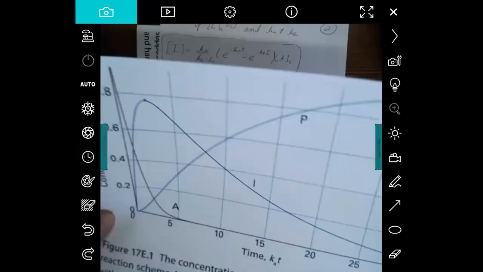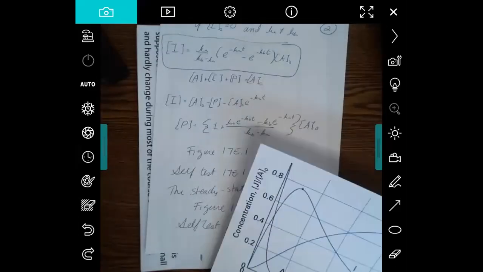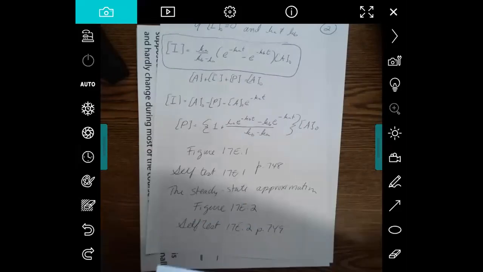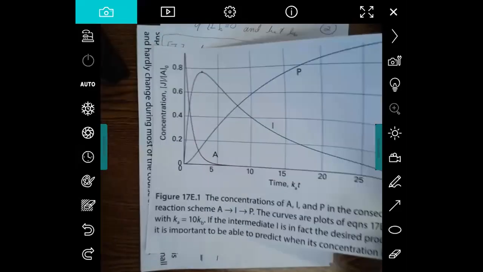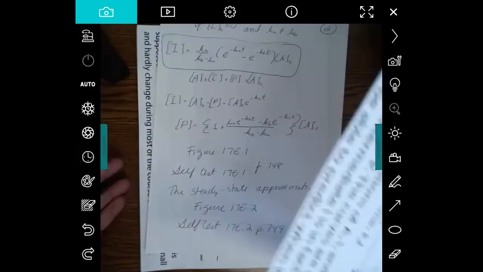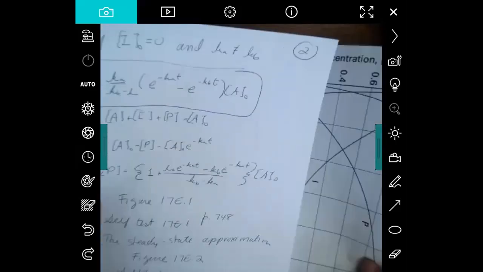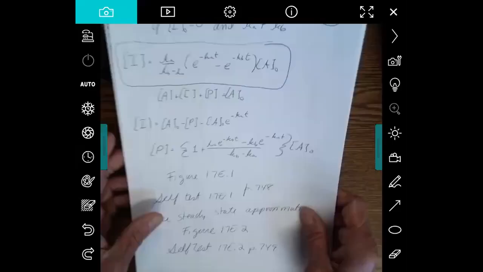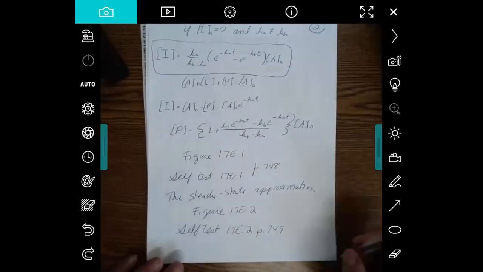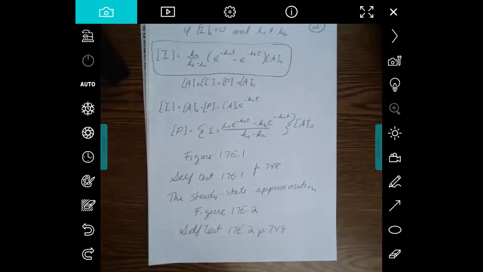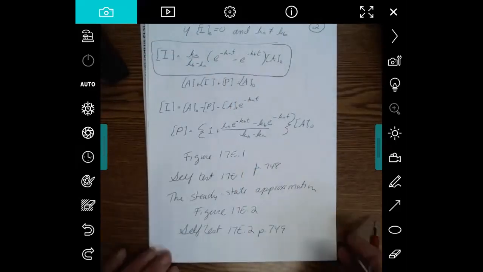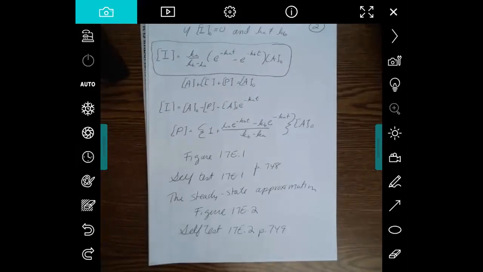So if you were concerned maybe about the potential radioactive nature of that intermediate or something and wanted to make sure its concentration had depleted to some concentration, you can look at that. Self-test 17E.1 on page 748 will ask you to take a derivative of this and find out when that concentration is a maximum. So you should stop and try that problem.